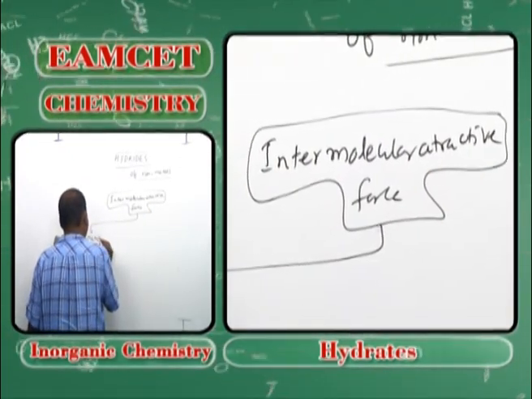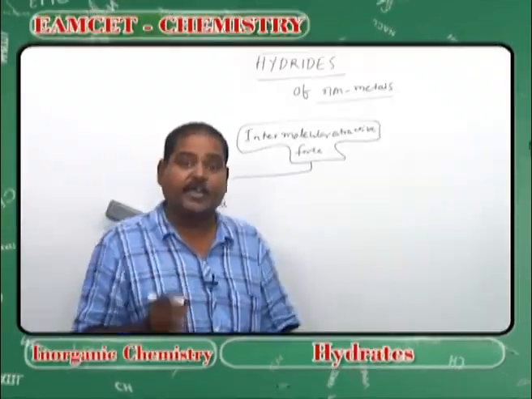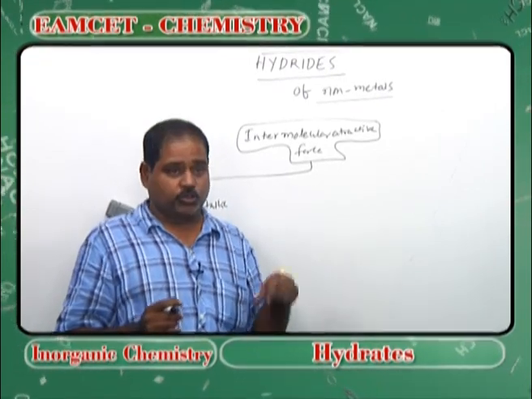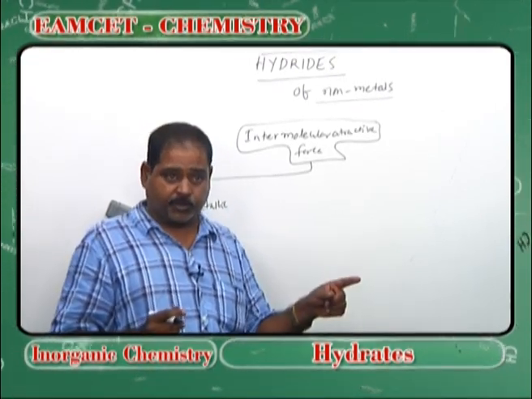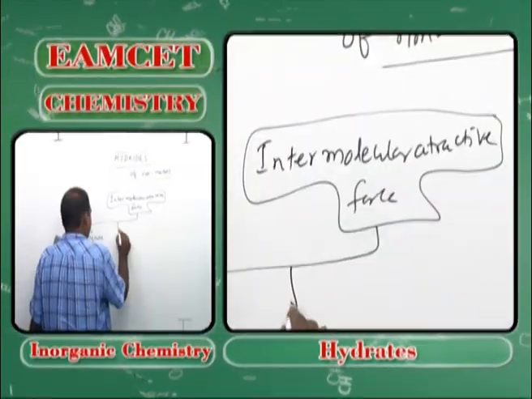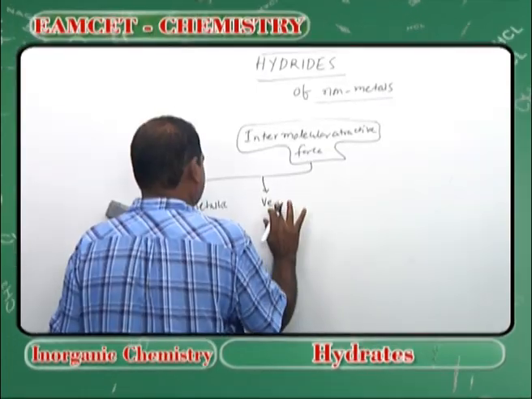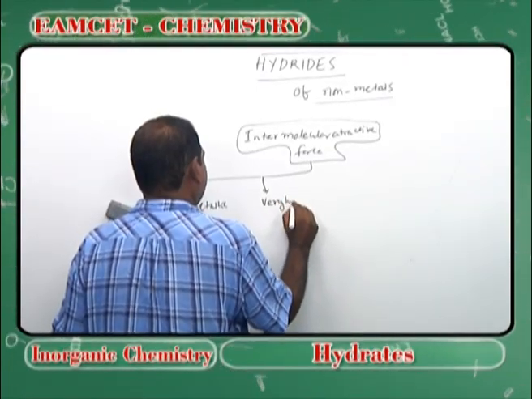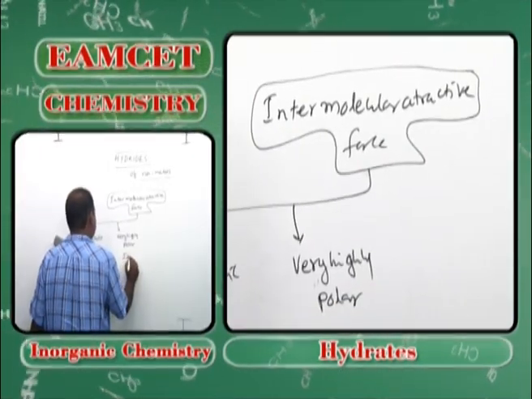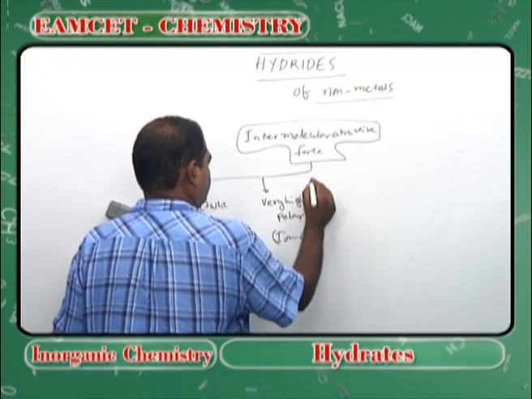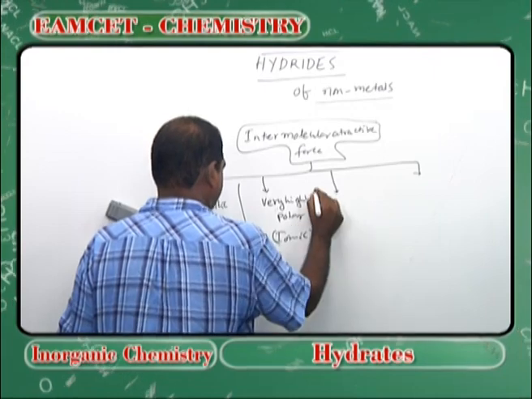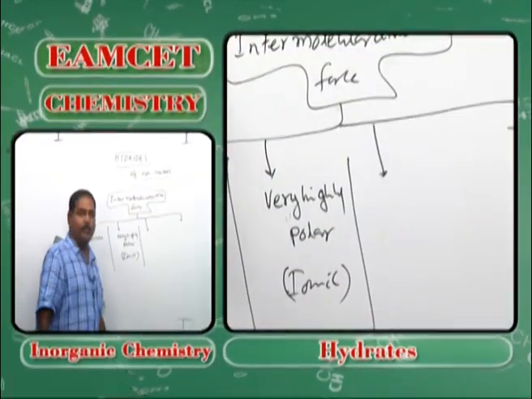Metallic attractions which exist in metals. In general, metallic bond is stronger. Bonds in metals are stronger. There can be exceptions. The metallic bond in some substances may be weaker also. Very highly polar substances, which you call ionic substances. So attractions between metals, metallic attractions, very highly polar.